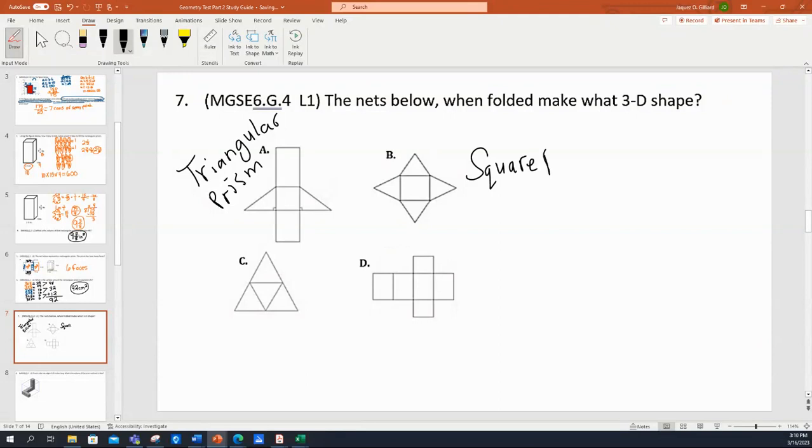Oops, sorry. So we'll call this a square pyramid. All right, the next one, what do you think this is going to be? That's right. We're going to just call it a triangular pyramid.